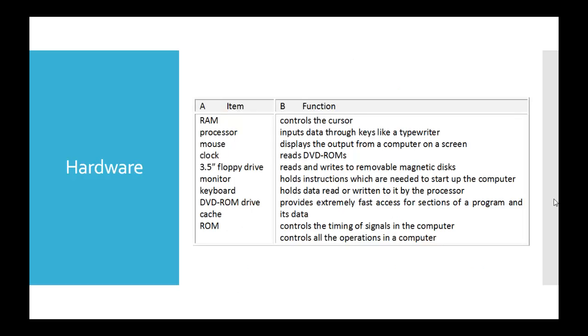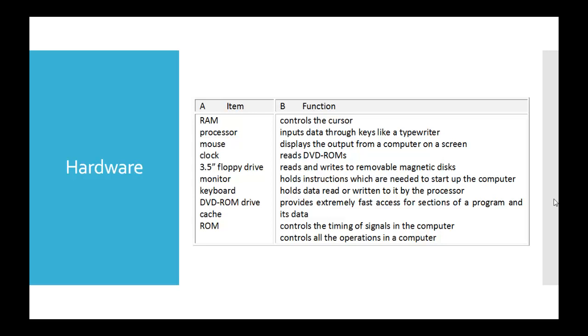Now, let's match the given items with their function, keeping in mind the previously explained ways how we can describe the function of an item. We would say RAM holds data read or written to it by the processor, or RAM is used to hold data read or written to it by the processor. RAM is used for holding data read or written to it by the processor. The function of RAM is to hold data read or written to it by the processor.